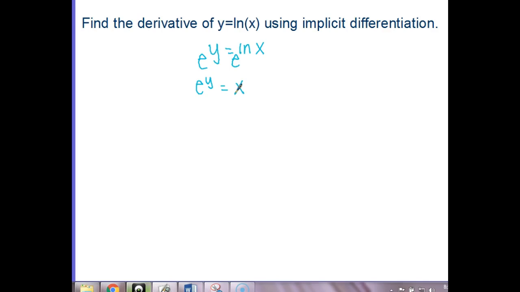What's the derivative of e to the x? So the derivative of e to the y is e to the u times du dx. E to the y would be times dy dx. It's the derivative of x. So solve for dy dx.